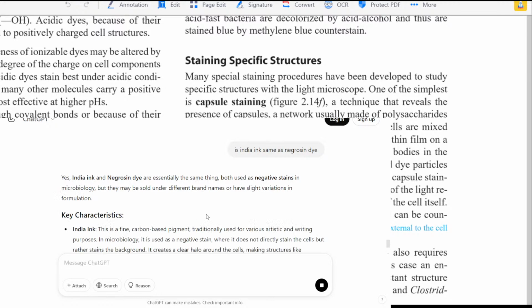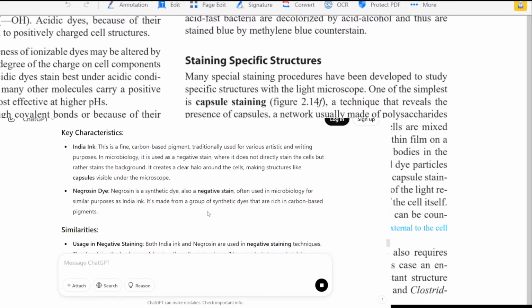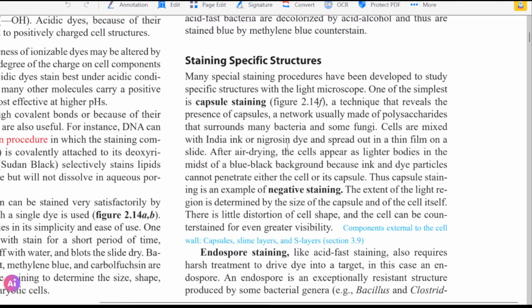Oh, okay. So the chemical structure is the same. It's just the brand naming that will make it different. Okay, so that's why they use the or word. And spread out in a thin film on the slide.